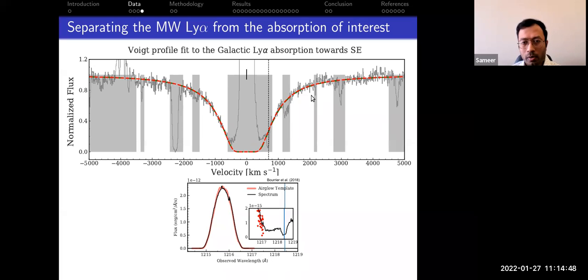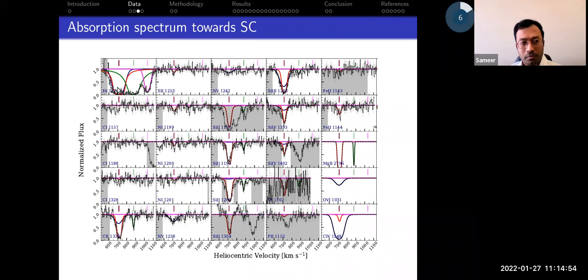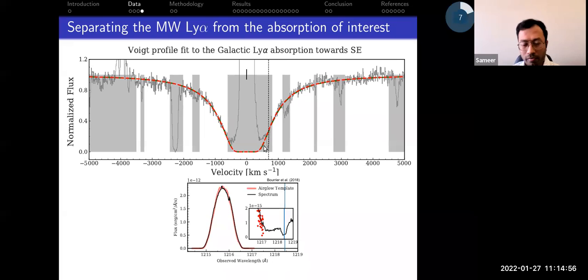So what we do is we fit a Voigt profile to it and divide it out to obtain the normalized Lyman alpha absorption of interest. This I have shown towards sightline E. And additionally, there is also the problem of the geocoronal emission.